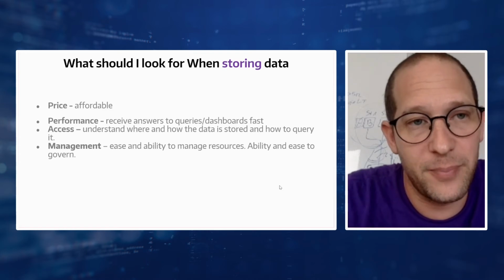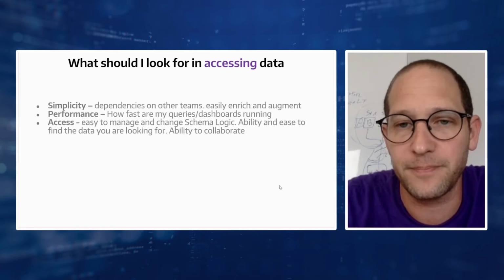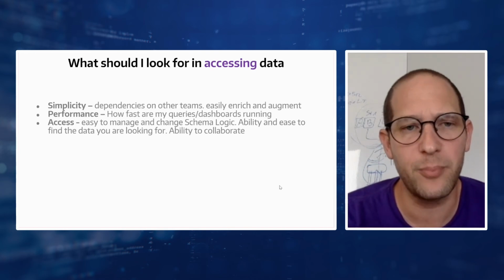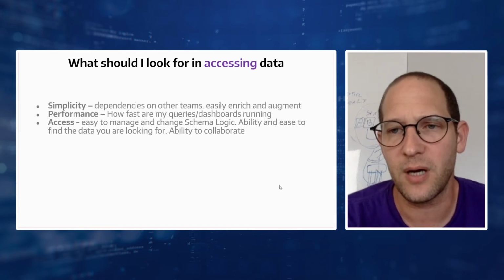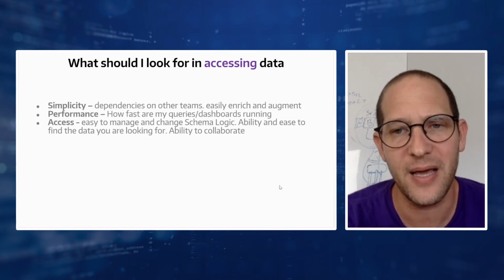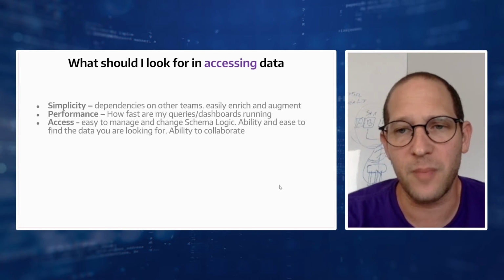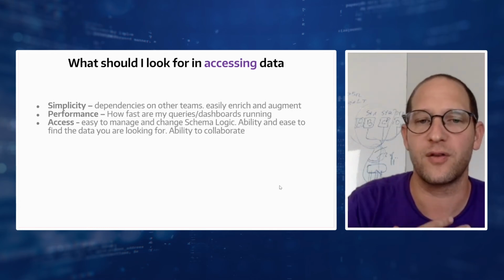The last pillar, looking at accessibility of the data. Really three bullet points that we need to look at. One, how dependent am I on the underlying schema? How dependent am I, the business user, the analysts, on the data engineer's sprints in order to do my job?